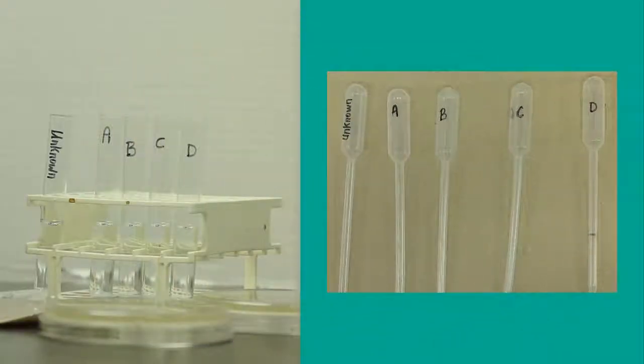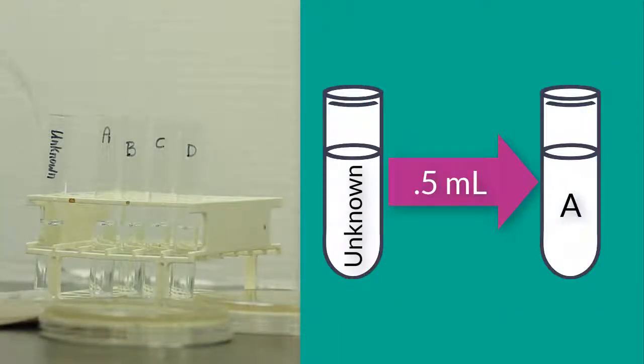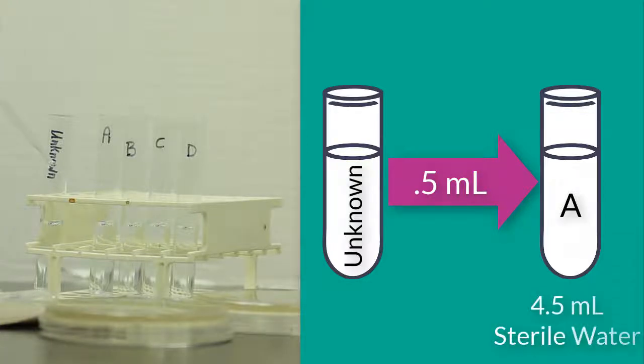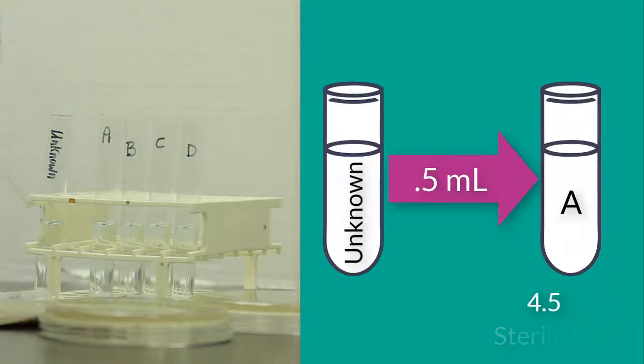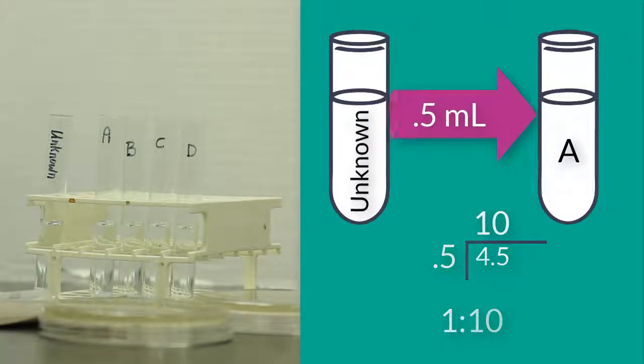We're not going to do a very serious scientific version of a serial dilution, but instead this will give you a general idea of the broad concept of serial dilutions. So, the first thing we need to do is transfer 0.5 milliliters of the unknown concentration into tube A. Each of the tubes A, B, C, and D contain 4.5 milliliters of sterile water. Therefore, 0.5 milliliters being transferred from the unknown sample into tube A would result in a 1 to 10 dilution.